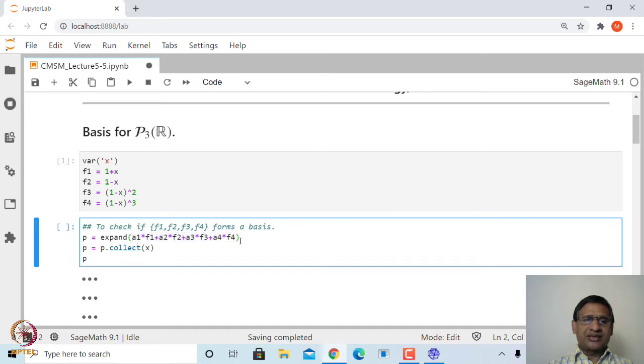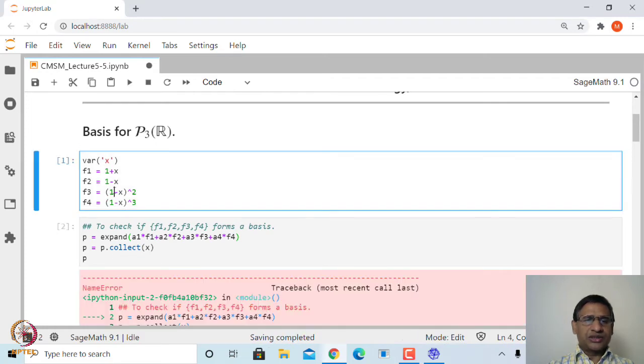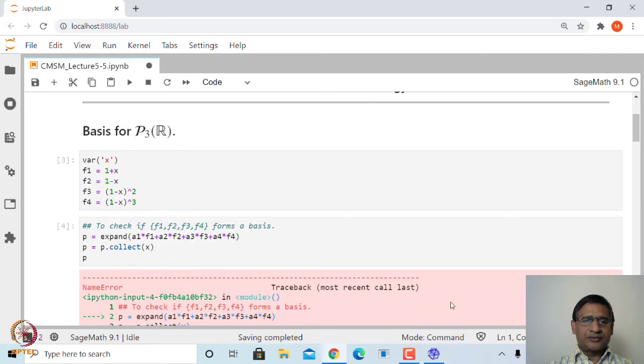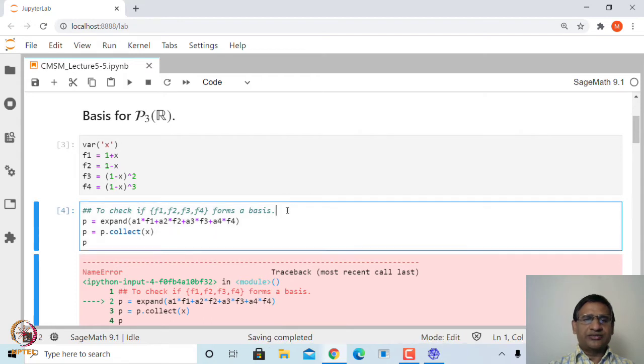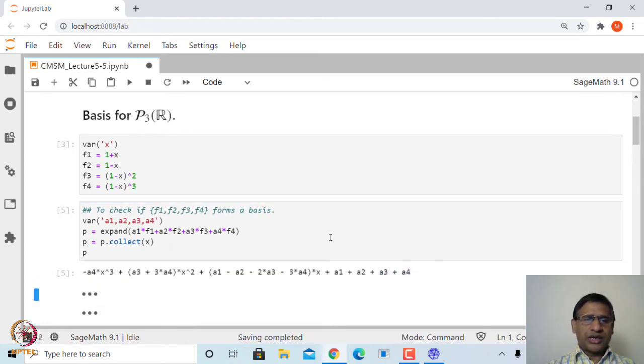Let us expand that expression, and when we say P dot collect, I think we have not run this. When we say P dot collect, we need to declare A1, A2, A3, A4 as variables. So, let us say var in the bracket A1, A2, A3, A4, right. So, when you say collect, these coefficients are collected. Now, what you have is this is equal to 0.